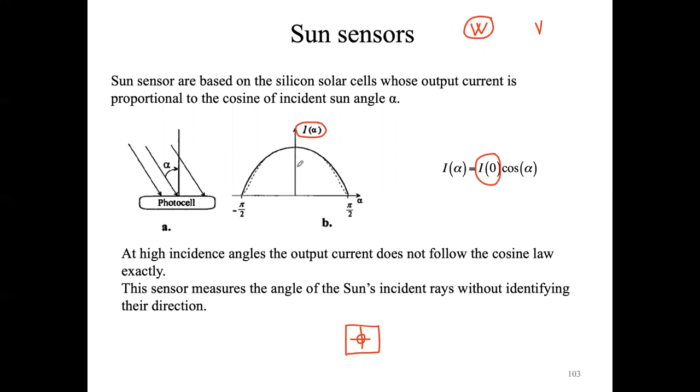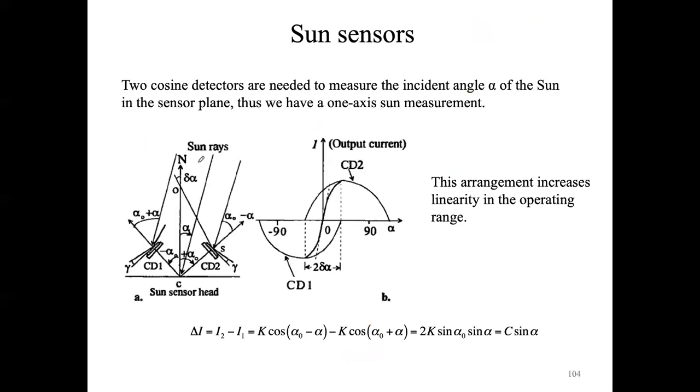But the main problem of this configuration is that a single photocell gives you a strong ambiguity of where the sun is, because you have the same signal for plus alpha or minus alpha. To prevent this problem, you need to include at least 2 photocells with different inclinations. You consider a vertical axis of the instrument called N, and you locate the vertical axis of each solar cell on the right side with an angle plus alpha 0, and on the left side minus alpha 0.